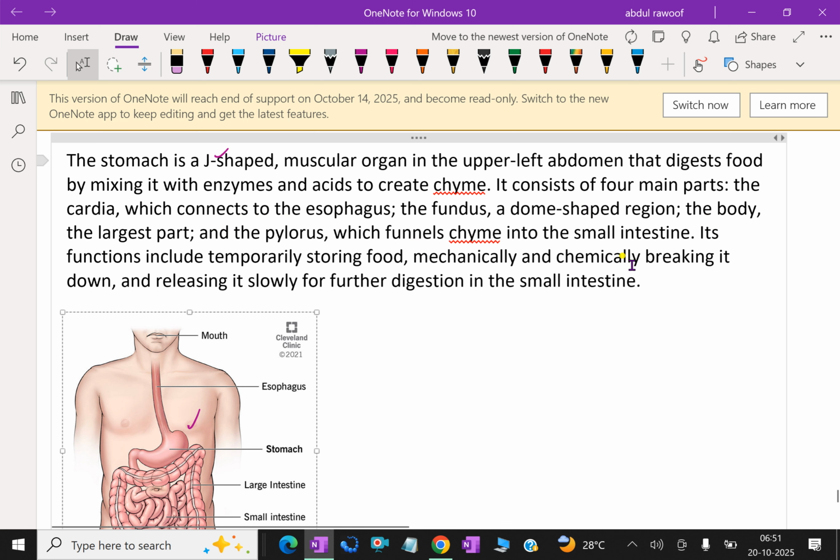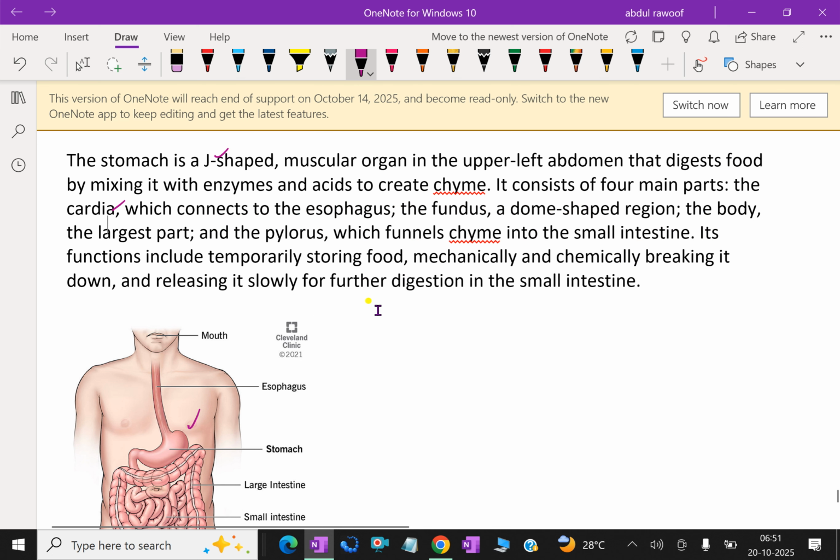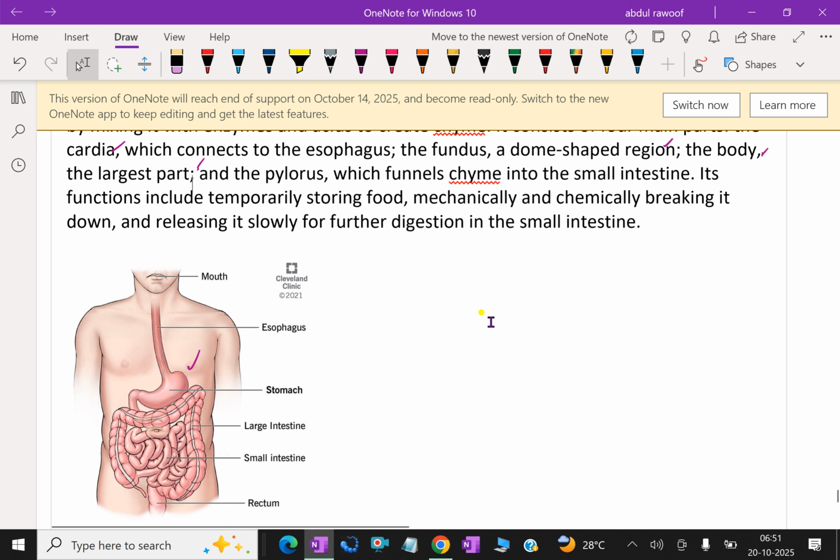It consists of four main parts: the cardia, which connects to the esophagus, the fundus, a dome-shaped region, the body, the largest part, and the pylorus, which funnels chyme into the small intestine. Its functions include temporarily storing food, mechanically and chemically breaking it down, and releasing it slowly for further digestion in the small intestine.